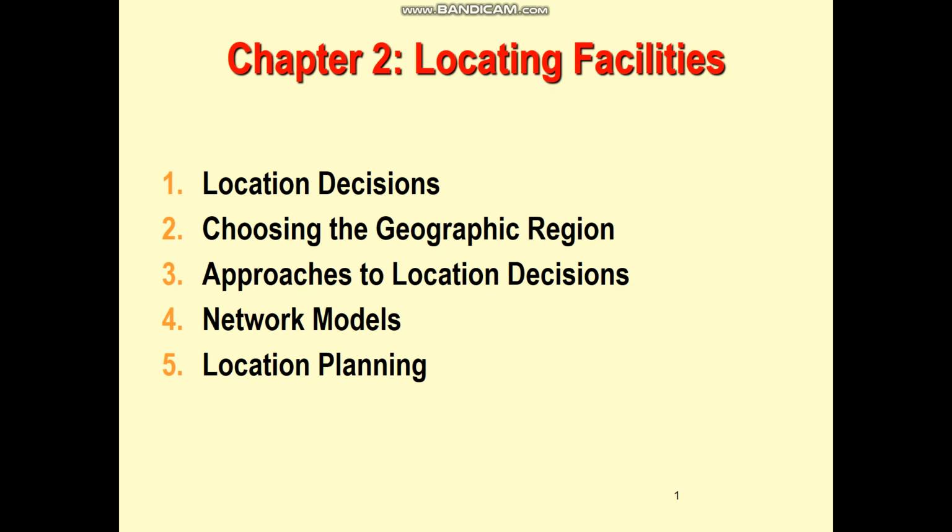So in these lessons, we will go through 5 main parts. The first one is what is location decision, what is it, and what characteristics of this decision. The second part, we will learn how to choose the geographic region. And in the next part, I will introduce you some approaches to make the location decision. In the fourth part, we will learn about network models. And in the final part, we will learn about location planning.